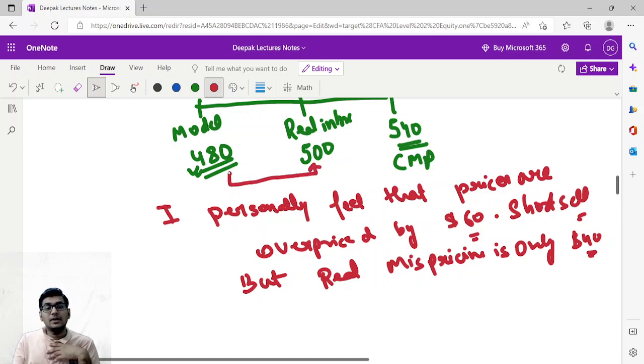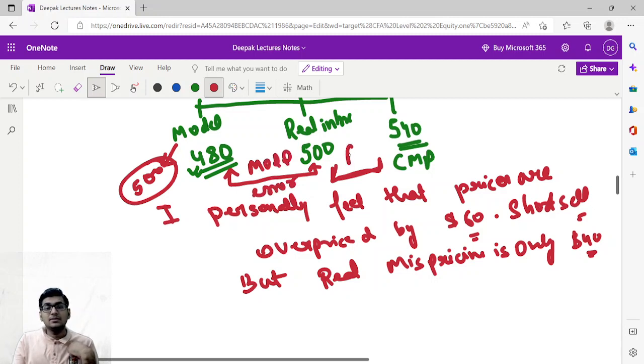There is some error in the model. My model must have given me 500. Because this is the real mispricing and this is the model error. This one is model error and this one is real mispricing. So the whole topic of equity is about getting this 500 from my model. What I want is that my model will give me the valuation of 500. So that gap of 20, I want to remove that. I want to improve my models. I want to use different models which can lead me to come to 500.